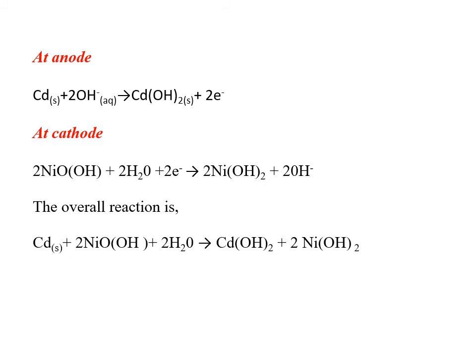So the discharging reaction of the nickel cadmium battery can be given as: at anode, cadmium plus 2OH minus gives cadmium hydroxide plus 2 electrons. At cathode, 2NiOOH plus 2H2O plus 2 electrons gives 2NiOH twice plus 2OH minus. So the overall reaction is cadmium plus 2NiOOH plus 2H2O gives cadmium hydroxide and nickel hydroxide.